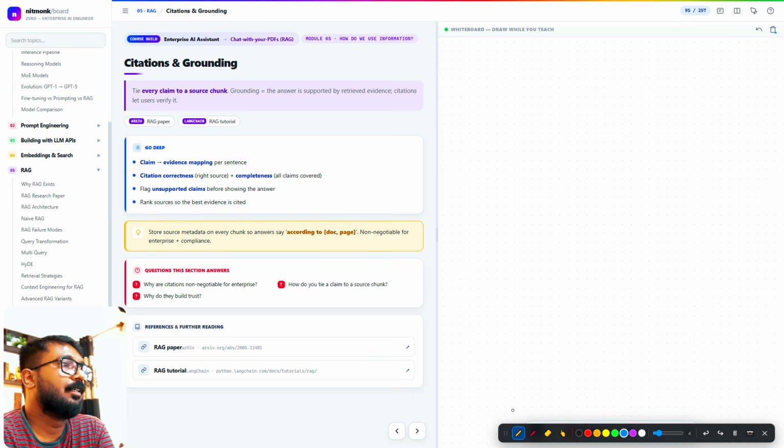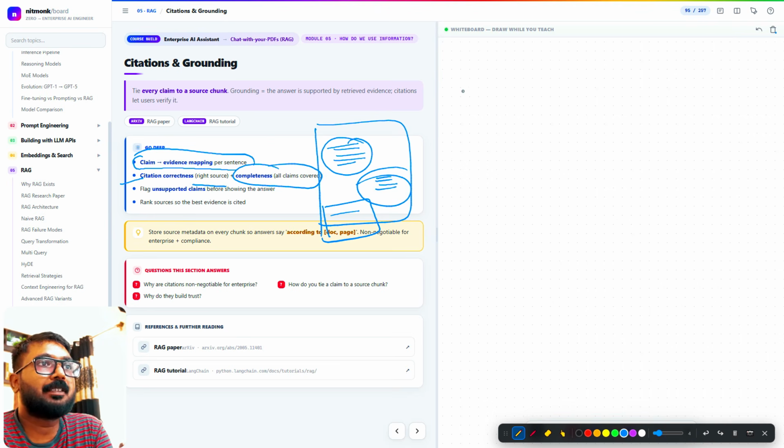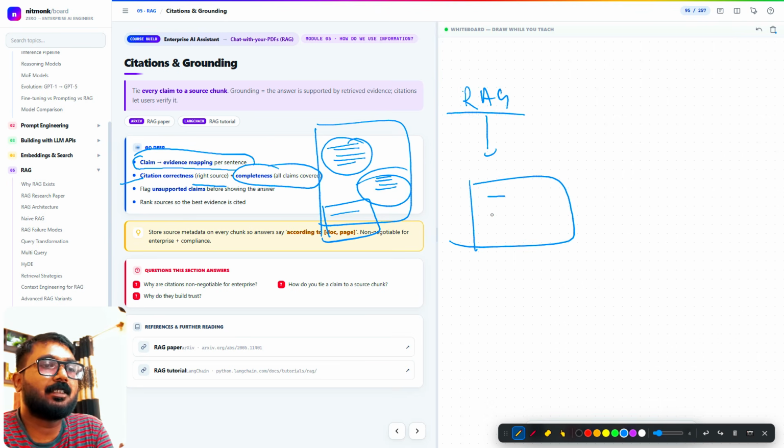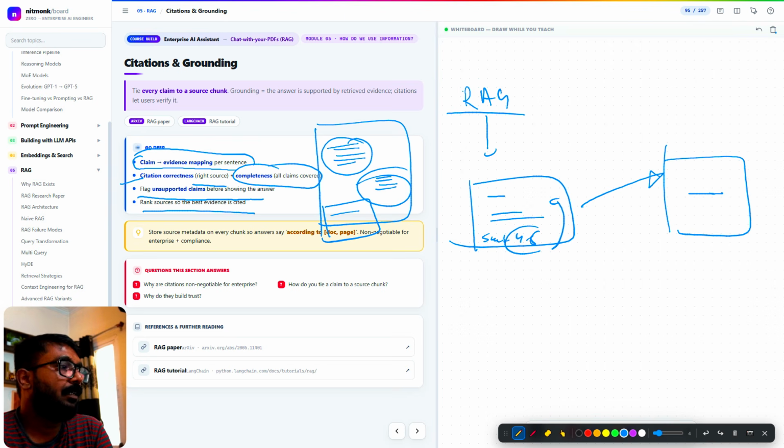But once again, this is claim-evidence mapping per sentence: where exactly the sentence is coming from, which paragraph, which section, which table. Citation correctness, right source, completeness, all claims covered. So that if someone says that your RAG is hallucinating, you prepare the answer and write that this is section 4.5 para, and you go to the para and the same answer matches, then there is no hallucination happening. Flag unsupported claims and resolve.